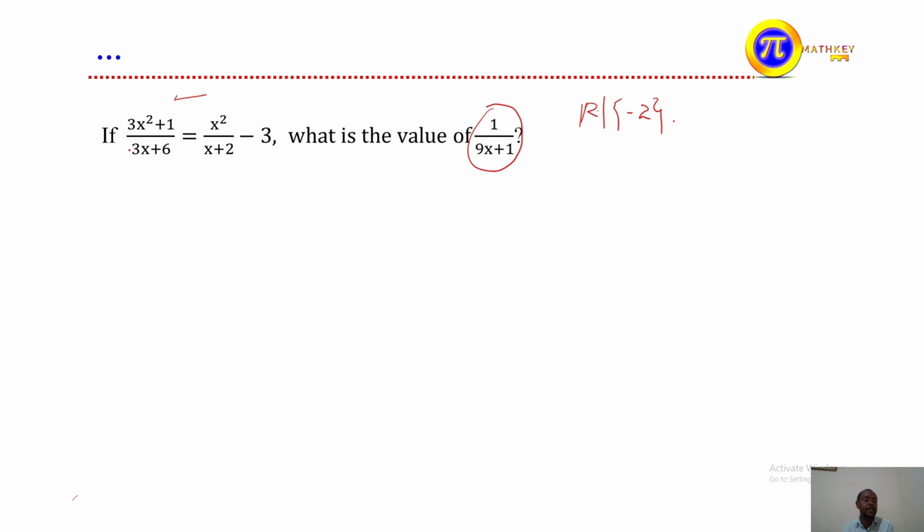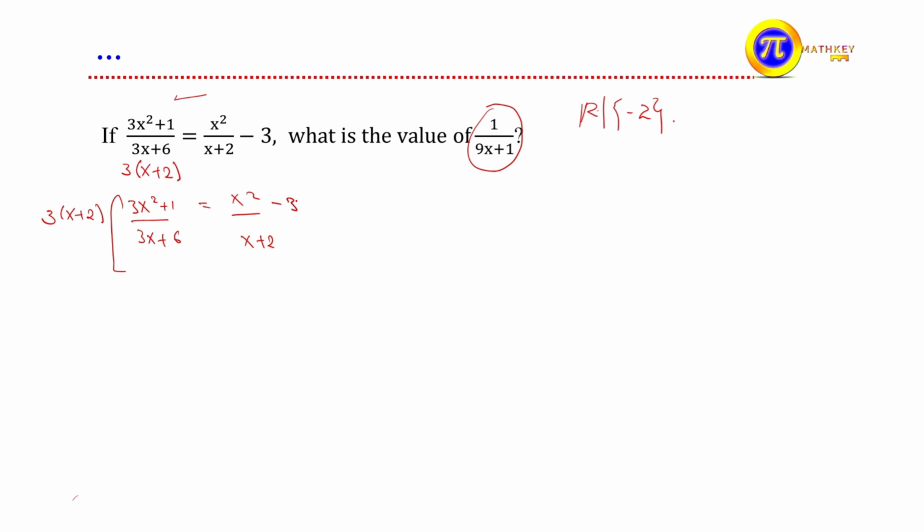To solve this, what is the LCM? 3x plus 6 means 3 common, that is 3 times (x plus 2). So the LCM for both is 3 times (x plus 2). We have (3x squared plus 1) over (3x plus 6) is equal to x squared over (x plus 2) minus 3. When you multiply, the first denominator cancels, since 3x plus 6 means 3 times (x plus 2).